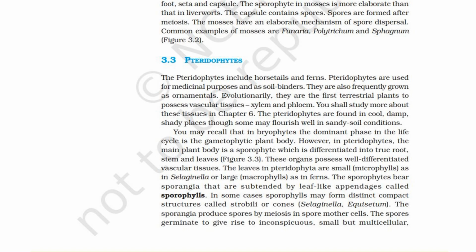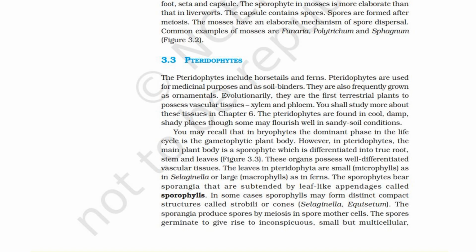Pteridophytes. The pteridophytes include horsetails and ferns. Pteridophytes are used for medicinal purposes and as soil binders. They are also frequently grown as ornamentals. Evolutionarily, they are the first terrestrial plants to possess vascular tissues, xylem and phloem. You shall study more about these tissues in Chapter 6. The pteridophytes are found in cool, damp, shady places, though some may flourish well in sandy soil conditions.